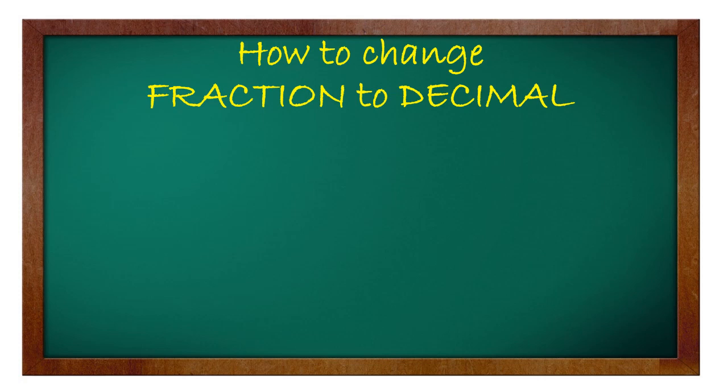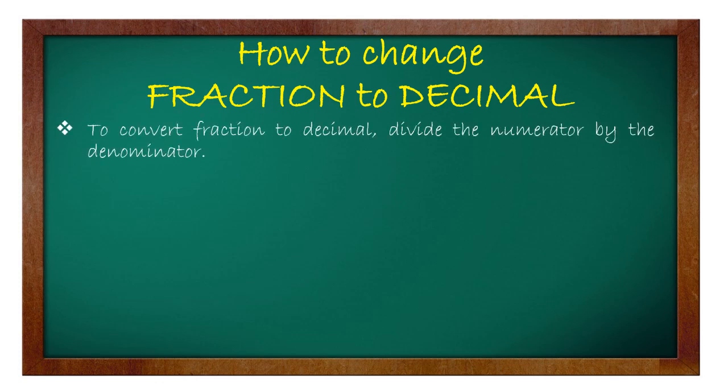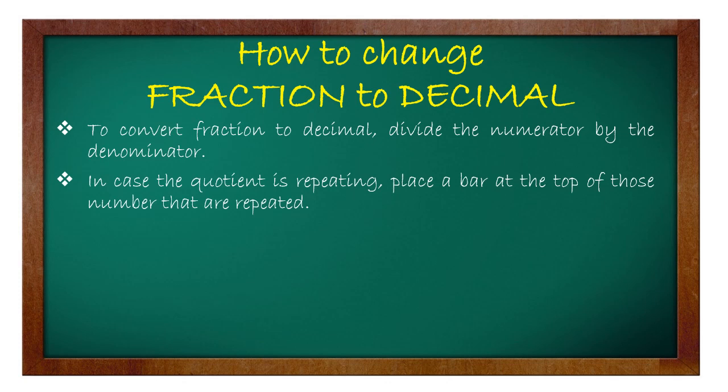Now, how do we change fraction to decimal? Madali lang naman mag-convert ng fraction into decimal. We just simply divide the numerator by the denominator. So, ibig sabihin, kung hindi ka marunong mag-divide, hindi makakapag-convert ng fraction into decimal. So, siguraduhin mo muna na marunong kang mag-divide, okay? Now, in case that the quotient is repeating, place a bar at the top of those numbers that are repeated. So, kanina pinakita na sa inyo kung paano maglagay ng bar. So, maglalagay ka lang ng bar kapag umuulit yung digit sa decimal.